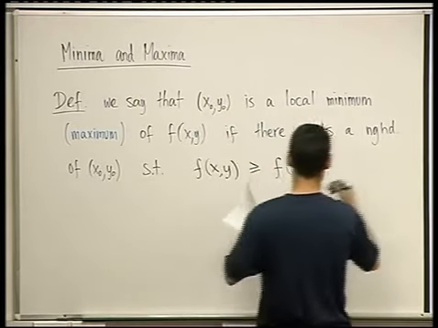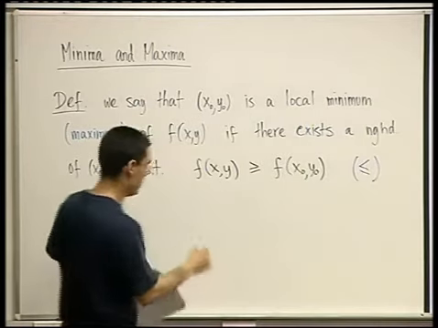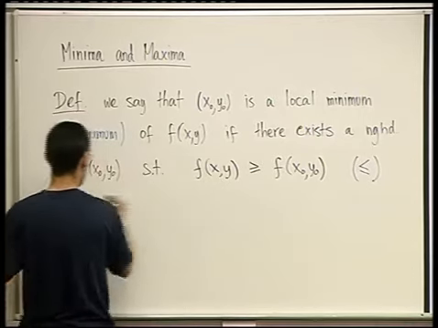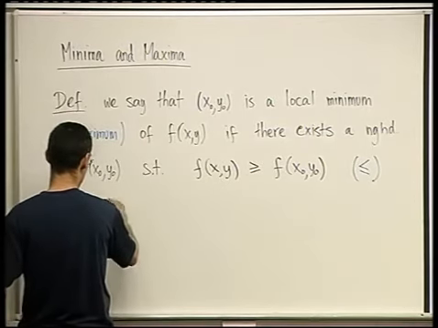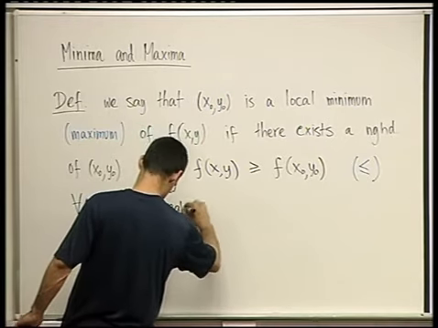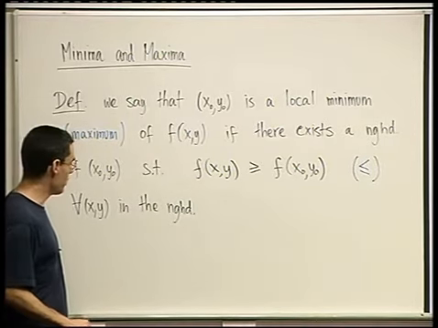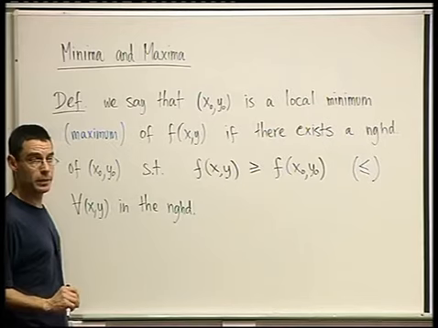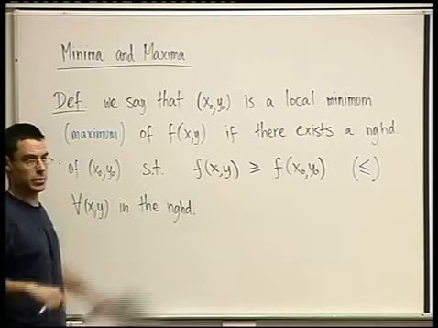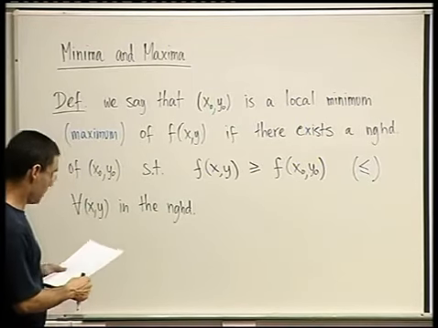And for maximum, what's it going to be? Less than or equal to. And this has to hold true for any (x,y) in that neighborhood. So does this definition make sense, feel like the right thing to say to everybody? Yeah? A minimum is, if it's in a neighborhood, the values are always greater than or equal to. Okay? And maximum, vice versa.